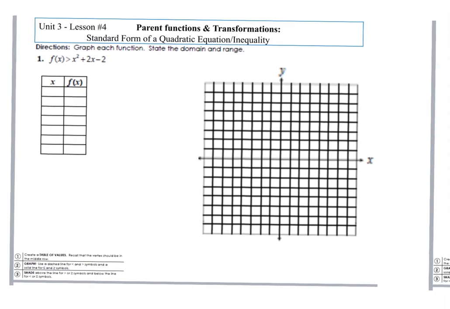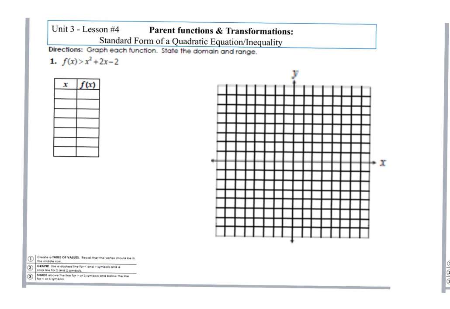So number 1, we have f of x is greater than x squared plus 2x minus 2. I'm still going to label my a, my b, and my c values because we use them. A is 1, b is 2, c is -2. I still want to find the vertex first. I find the vertex by using my axis of symmetry formula, which is x is equal to -b over 2 times a.